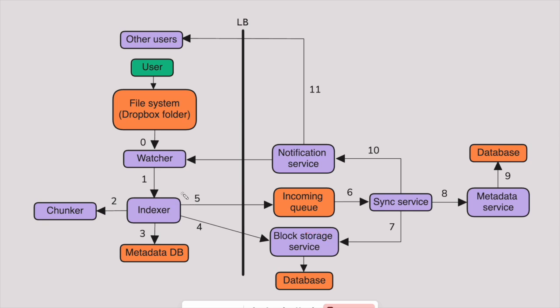In this video, we're going to talk about the system design of Dropbox. We're going to start with the high-level design of the client side and the server side, and how they communicate with each other. Then we're going to talk about the life cycle of the file.